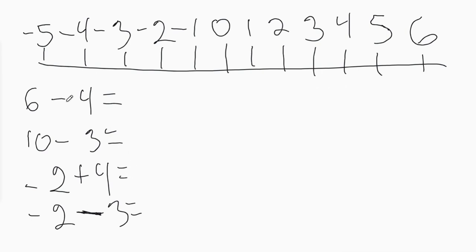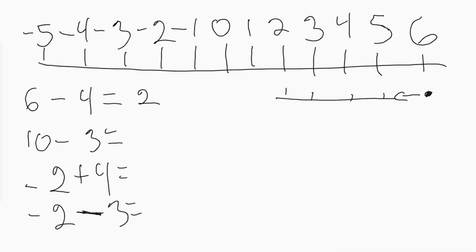Now, first problem, 6 minus 4. On your number line, as we did before, you have your 6. And because we're subtracting today, subtraction goes to the left. So from 6, you count to the left 4 times on your number line. 1, 2, 3, 4. Which means 6 minus 4 is 2.